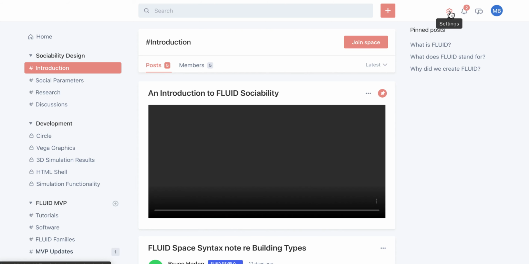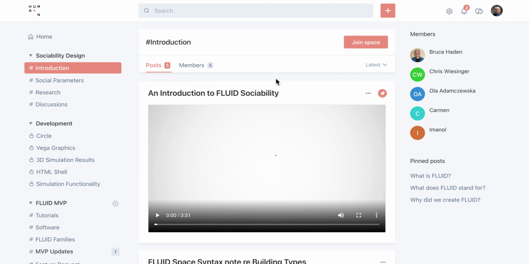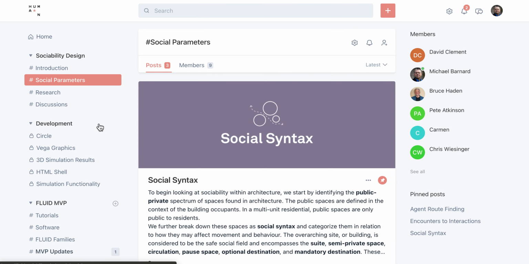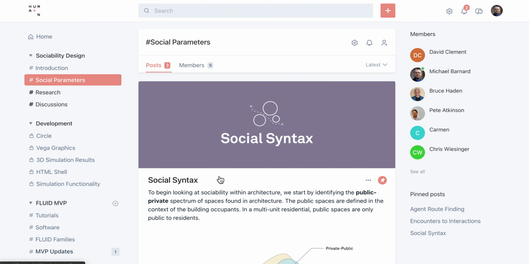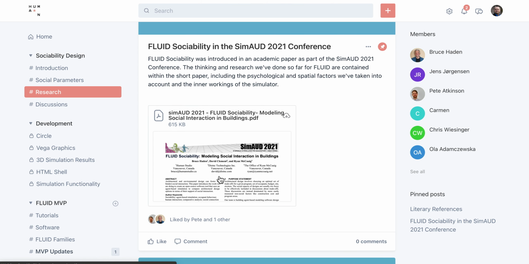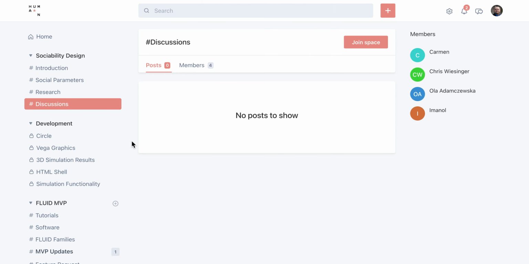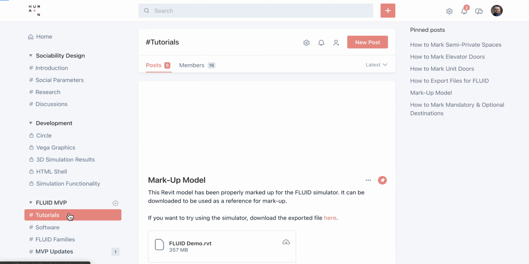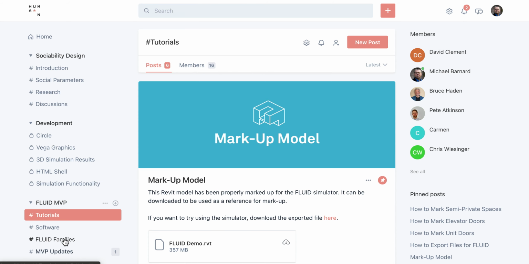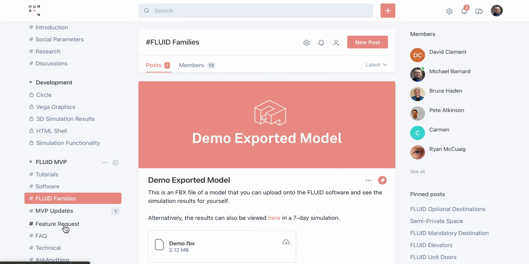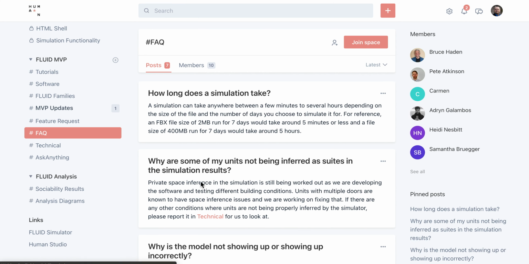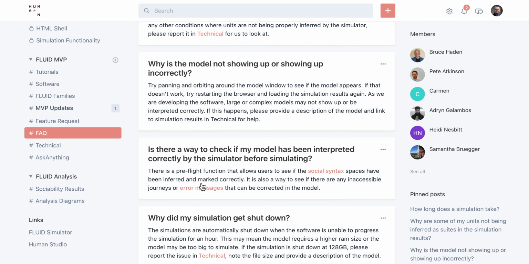Now, last thing to say, there's an entire community being built, loading up here. And so there's a whole bunch of stuff in circle.so for fluid sociability. And you can see there's people, there's Bruce, but there's introductory stuff. There's the social syntax guidance. There's the research we used to create this, the paper that was presented at CIMAUD, discussion forum, tutorials, and the fluid families for download, all those different types of things to help you get up and running, and a frequently asked questions piece.